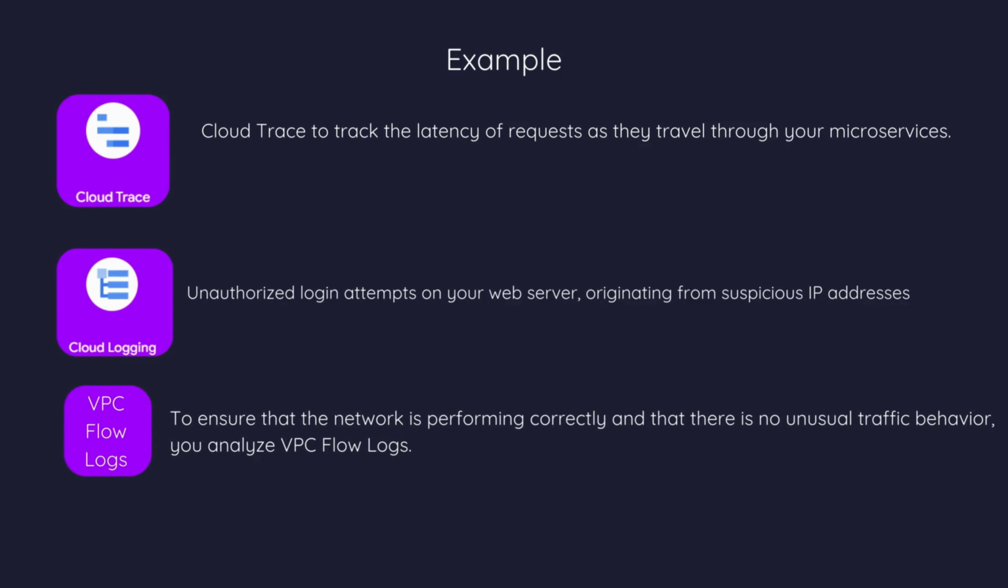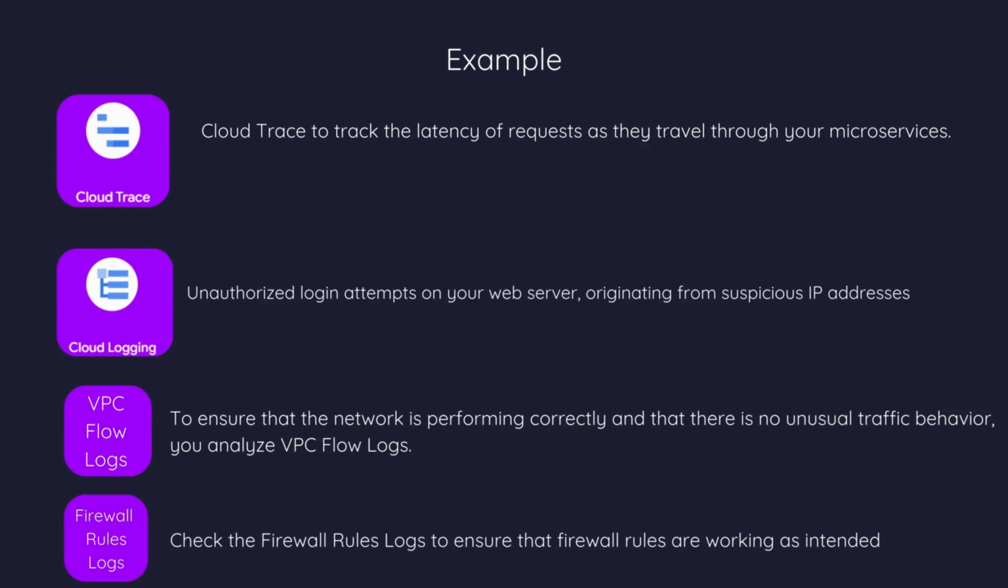To ensure that the network is performing correctly and that there is no unusual traffic behavior, you analyze VPC Flow Logs. These logs reveal that there is unusual inbound traffic from certain IP addresses, potentially contributing to the security concerns and degraded network performance. Finally, you check the Firewall Rules Logs to ensure that firewall rules are working as intended. You find that some firewall rules are allowing traffic that should have been denied, which might be contributing to the security issues.